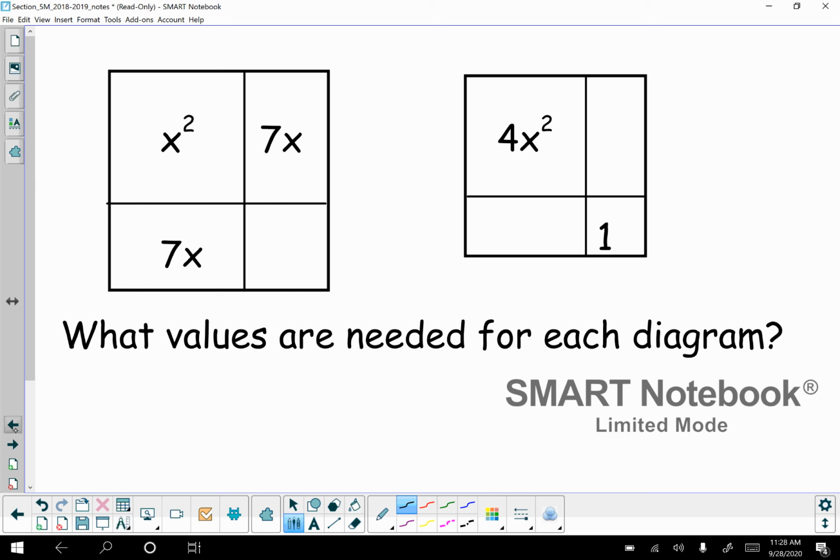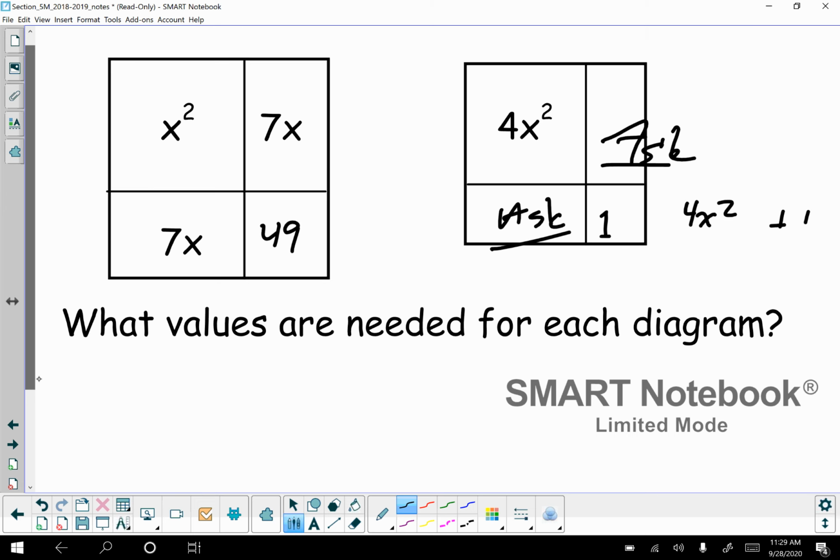Okay, so what would the values be needed for this diagram? So this would be, let's see, 7x times 7, that'd be a 49. This would be a 1 there. That'd be x squared. What do we have to get there? Let's ask about this one in class. I'm just kind of drawing a blank on that right now. But we'll figure it out in class.